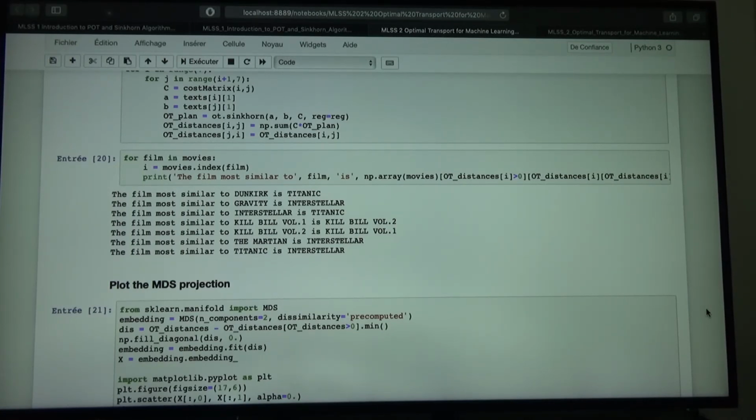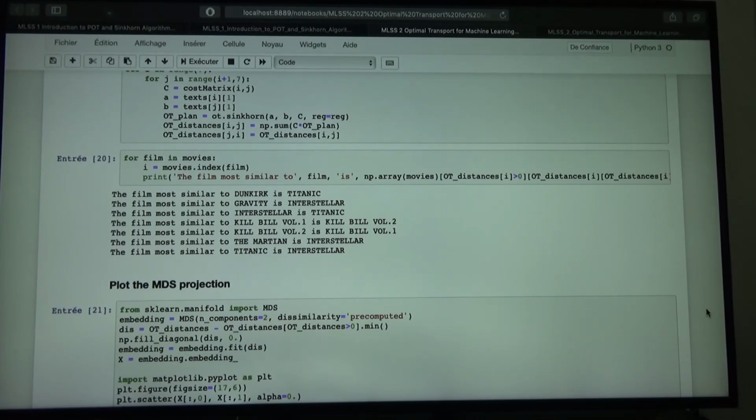So for example, here for Gravity we have Interstellar, for Kill Bill 1 we have Kill Bill 2, for Kill Bill 2 we have Kill Bill 1, etc. So it seems that we get some nice distance between the scenarios and the movies. So similar in which way? Well, words that have similar embeddings are going to be matched together. So what we're actually comparing is the semantic similarity between the documents. So that's quite a nice thing to compare. Okay, and it seems to work quite well.